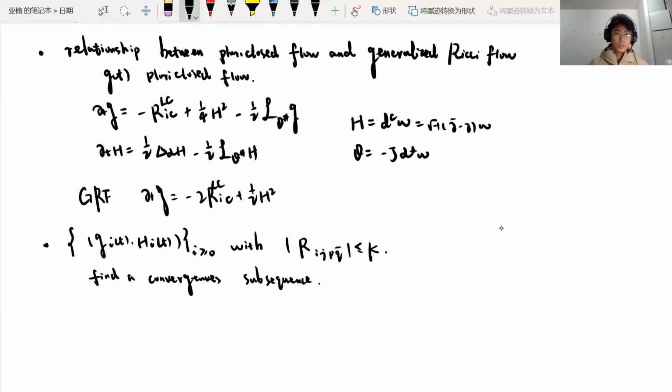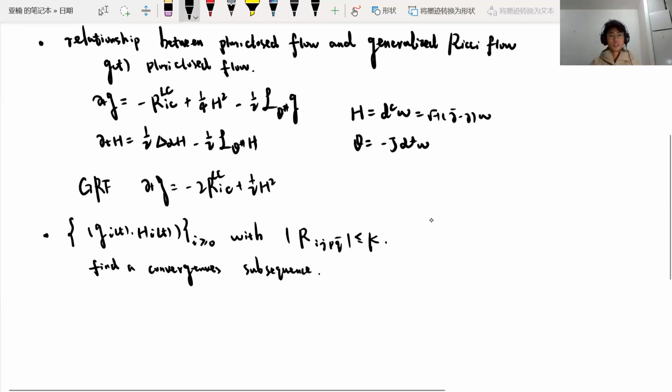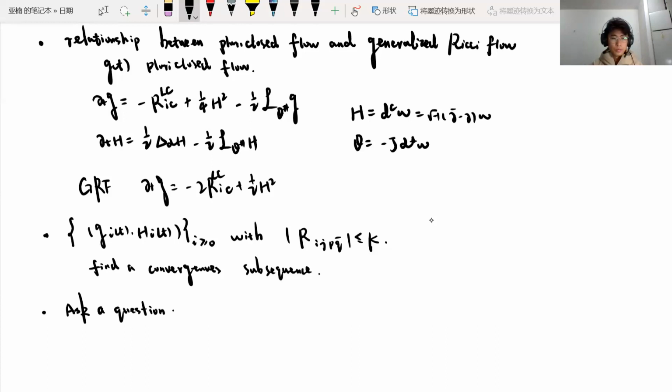But in complex geometry, the Chern connection is more natural. So we would like to ask, can we exchange the condition by Chern curvature? We use Omega to denote the Chern curvature. If the Chern curvature is bounded, can we find a convergent subsequence?